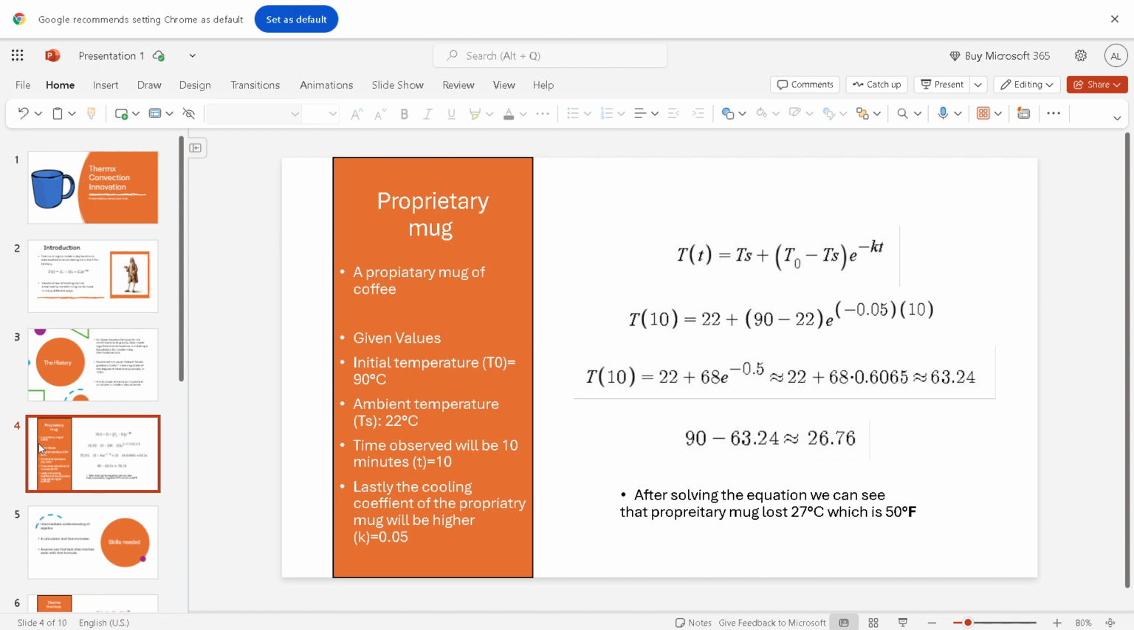Now let's plug in our values to find how fast our coffee cools over a 10-minute period. After completing this equation, it is clear that the proprietary mug lost 27 degrees Celsius, which is 80 degrees Fahrenheit in total. That's quite a bit for a coffee.